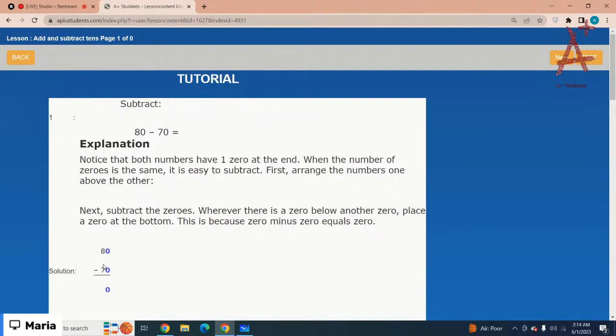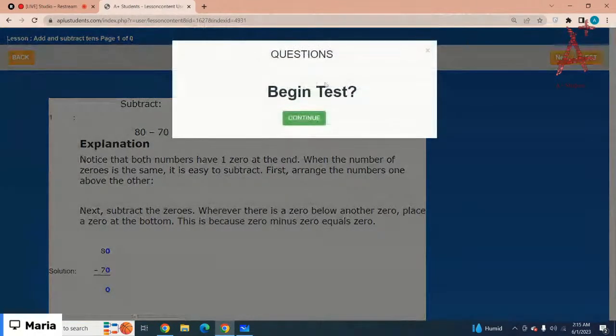Now just subtract the digits that are at the tens position. So 8 take away 7 equals 1, so it would be 10. So the correct option is 80 subtract 70 is 10. Got it? Let's just start with the test questions.